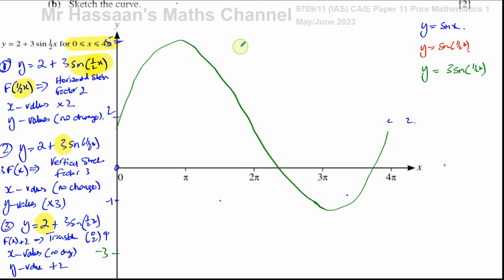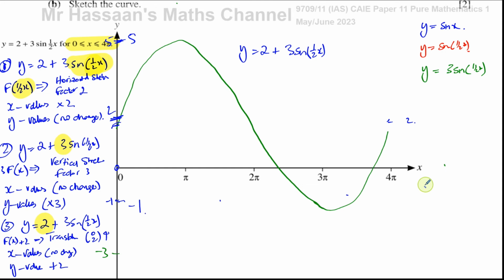Okay, and here we finally have y equals 2 plus 3 times the sine of a half of x, and that's the sketch of it. We've got the place where it crosses the y-axis. The maximum value is 5. The minimum value is -1. It goes back up to 2 again where it's that. And that's basically what we need to show.